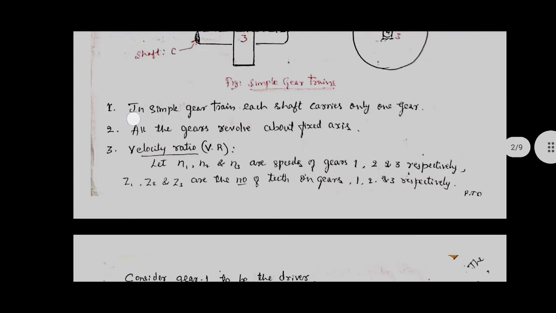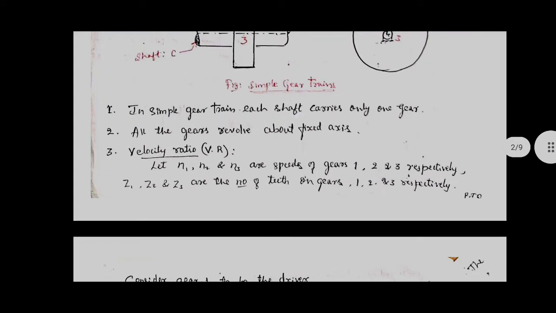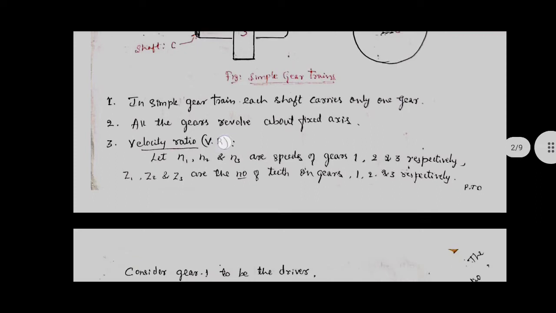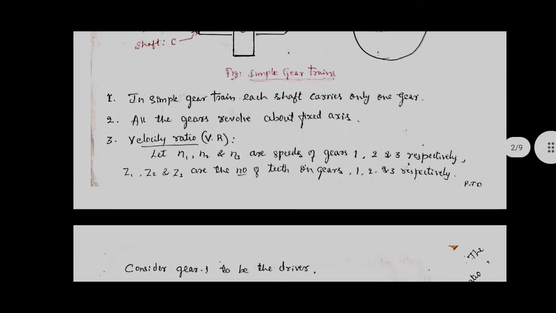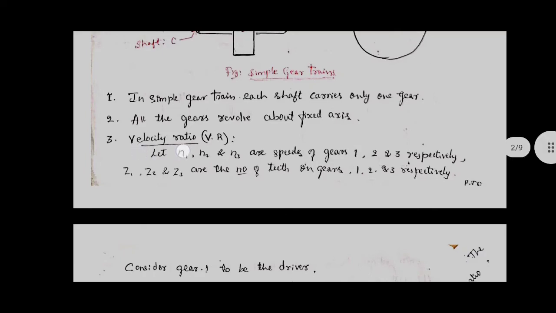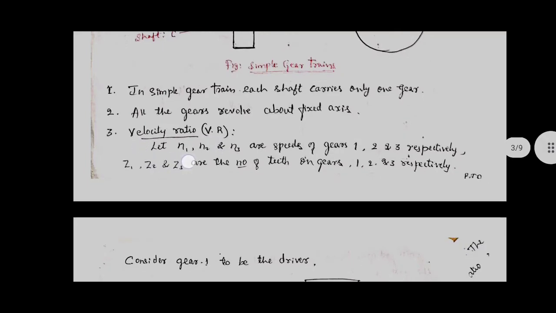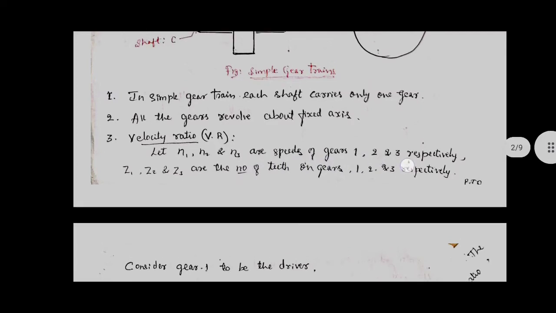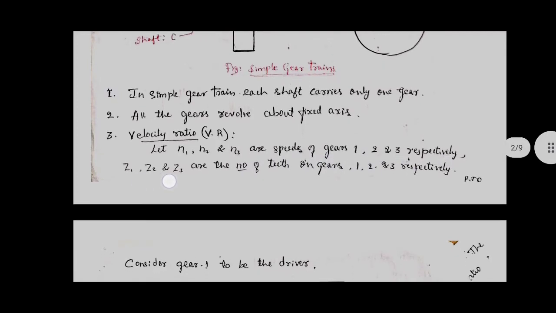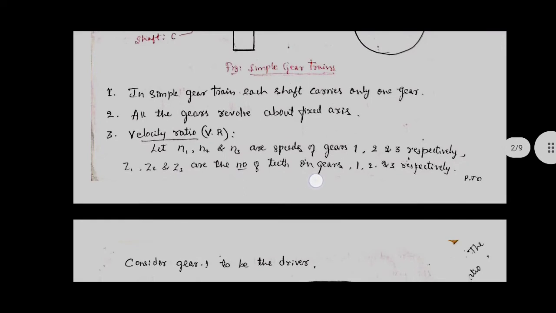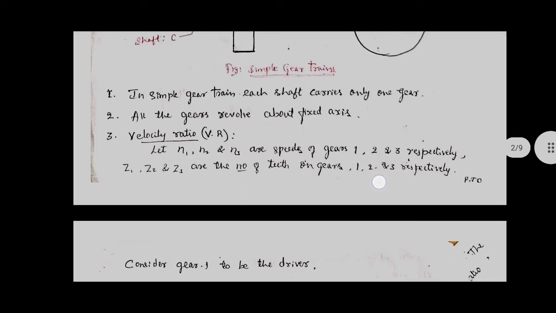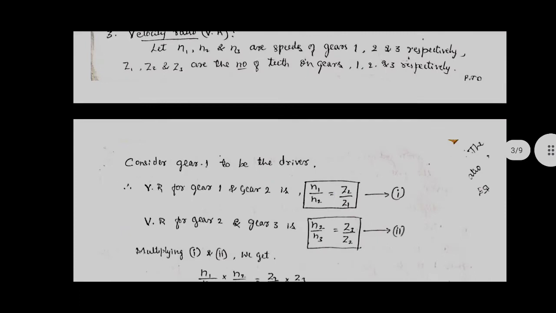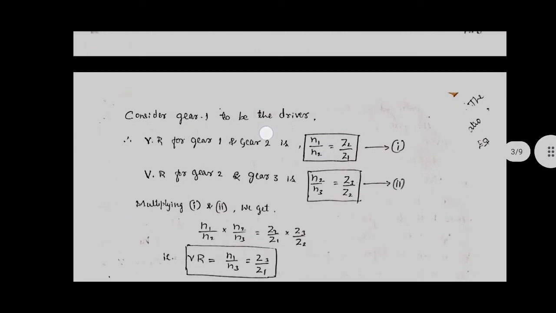So you can see here the simple gear trains, each shaft carries only one gear. All the gears revolve about its fixed axis. It only has its own fixed axis and it is revolving around it. For the velocity ratio, there is a simple formula I have to find here. N1, N2 and N3 are the speeds of gears 1, 2, 3 respectively, and Z1, Z2, Z3 are the number of teeth on the respective gears, that is gears 1, 2, 3. Consider gear 1 to be the driver gear.